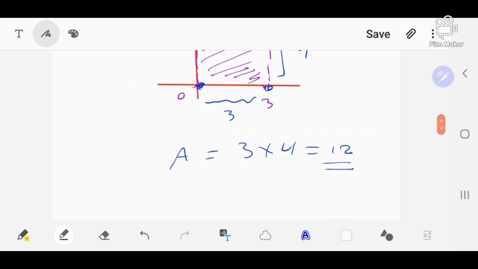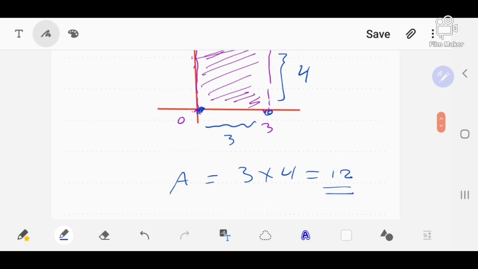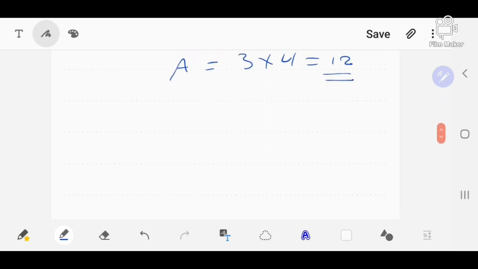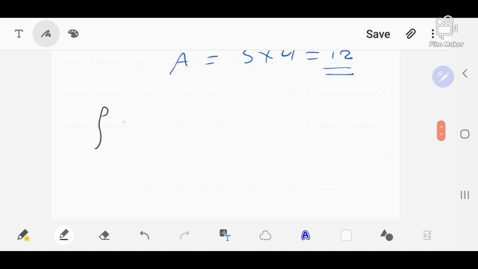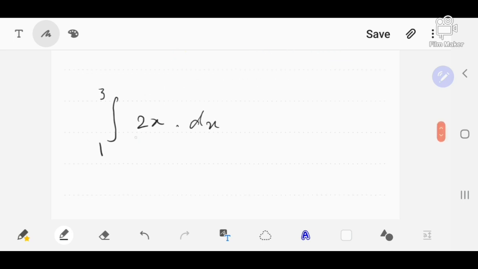Okay, what about the integration of, let's say, 2x from 1 to 3, dx? Well, we don't have a rule for 2x. I didn't teach you any rule to integrate a constant times a function. We had a rule for x to the power of n alone, and we have a rule for a constant alone. So till now we have no rule to evaluate this algebraically. So how am I going to deal with this?